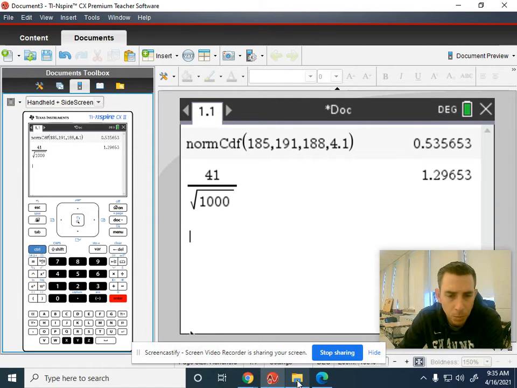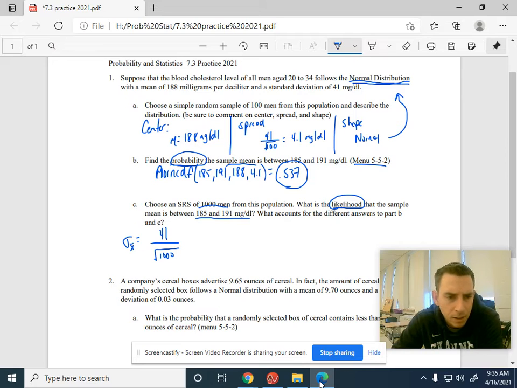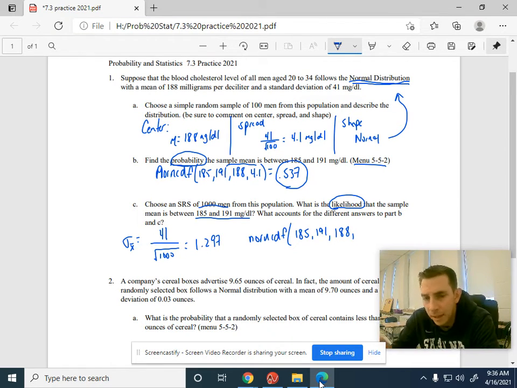We'll say 1.297. Now, depending on how you round it, you might get slightly different answers, and that's okay. It'll be insignificant differences. We're going to use that. But when we go to norm CDF again here, the only thing that changes is that value. We're still dealing with the same interval. Remember, your mean stays the same because regardless of your sample size, you would expect the average to be 188.